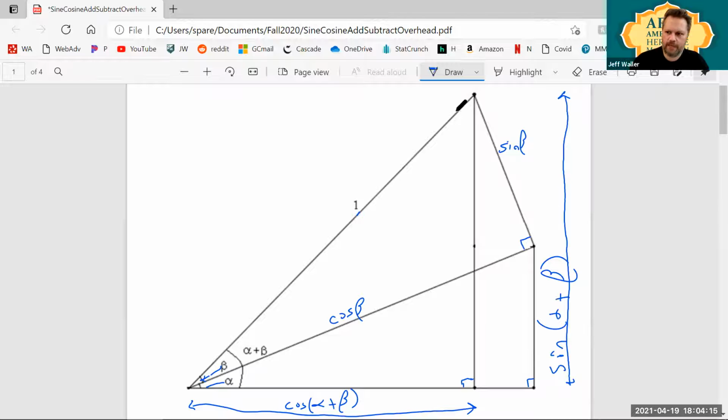Okay, so that side, and I just put it out here because there's a lot of little sides in here we have to worry about. This is sine alpha plus beta. Okay. So let's see, what else can we get here? What about, which way do I want to go? What about this here? Now look at this triangle down here.